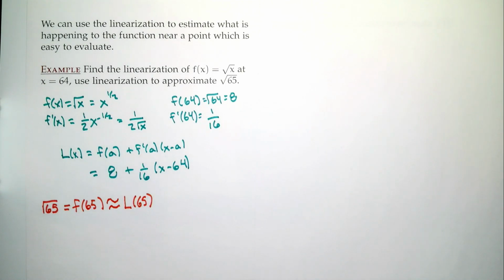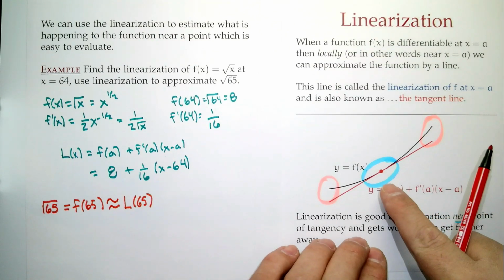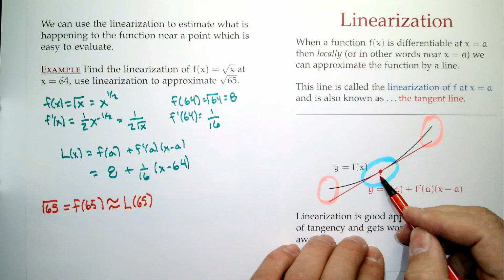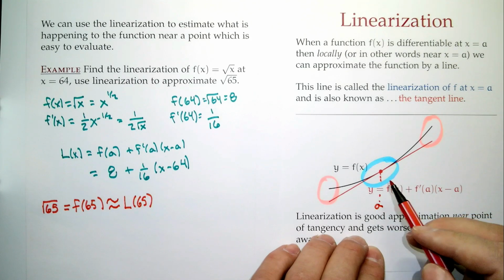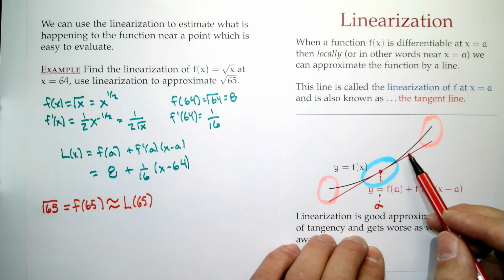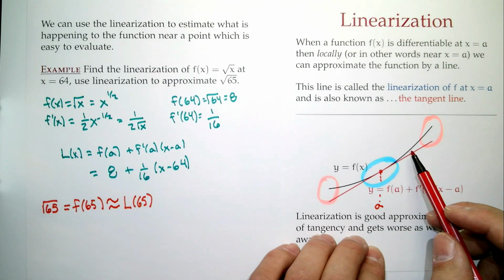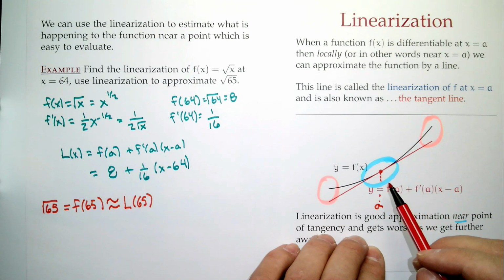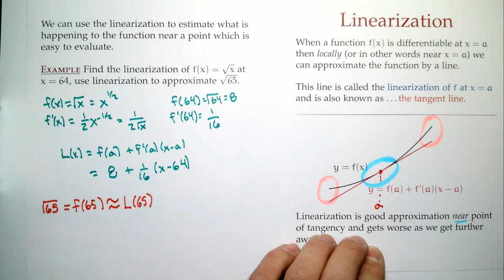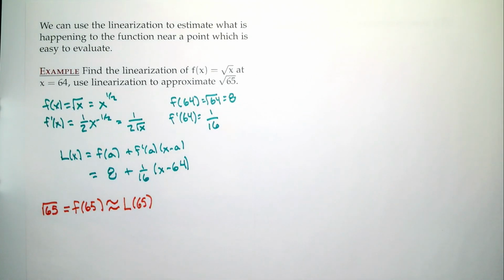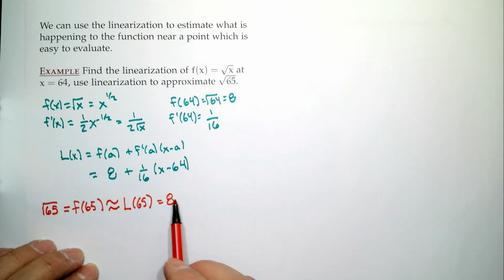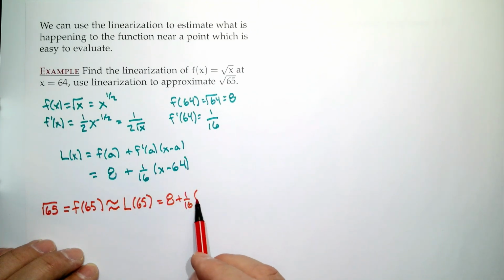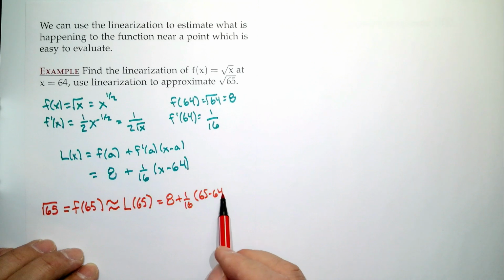Okay? So the picture here is something akin to what you see here. So here's our point, this is at a. And what I'm saying is, at a, we're exactly right. But if I'm near a, I'm not too far off. So that's what we're doing: I'm going to go a little over, and I'm going to use that as my guess. So we plug 65 in, and what do we get? Well, that's 8 plus 1 over 16 times 65 minus 64.